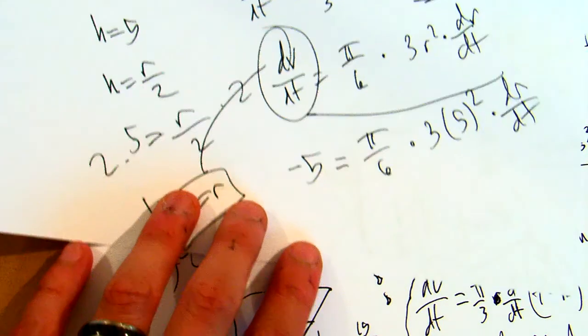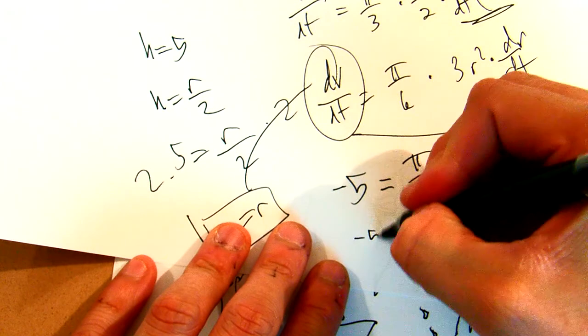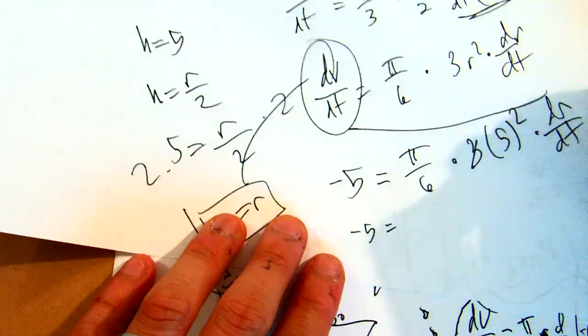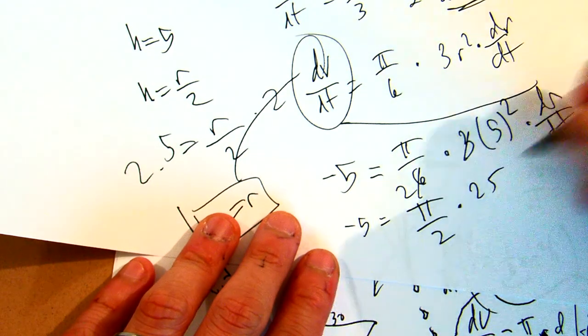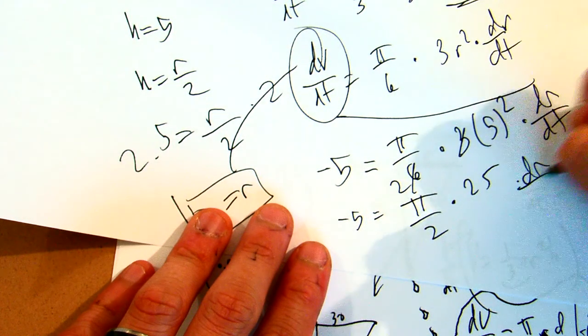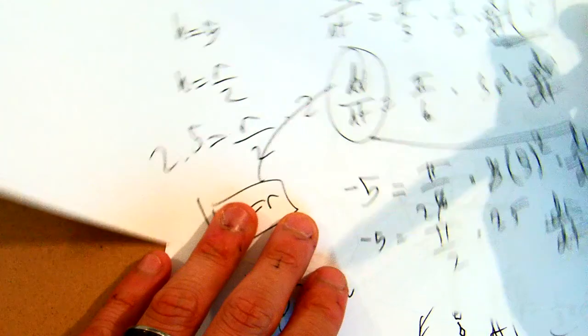And now let's simplify. I can finish this off. This is 5, and 3 goes into 6 2 times. This is pi over 2 times 25, right? Times dr/dt. And now I'm going to bring it up over here.